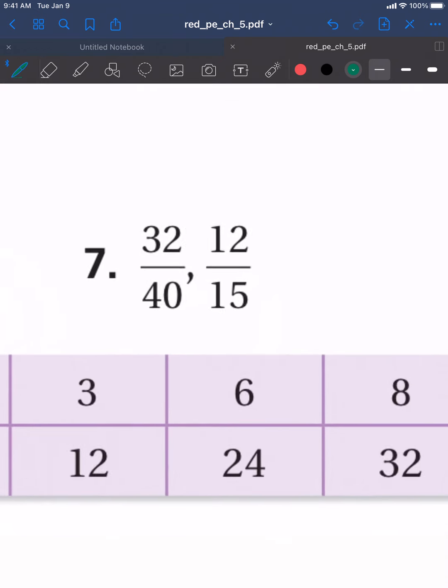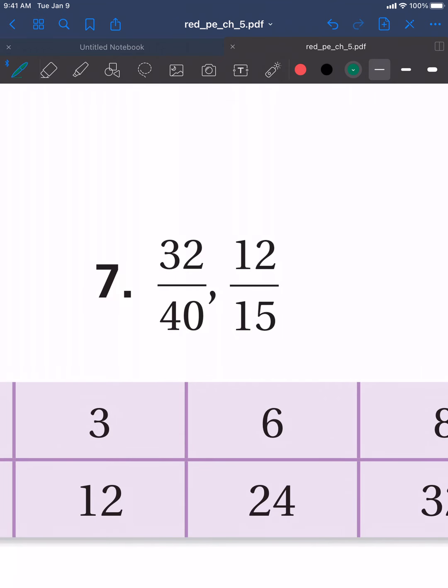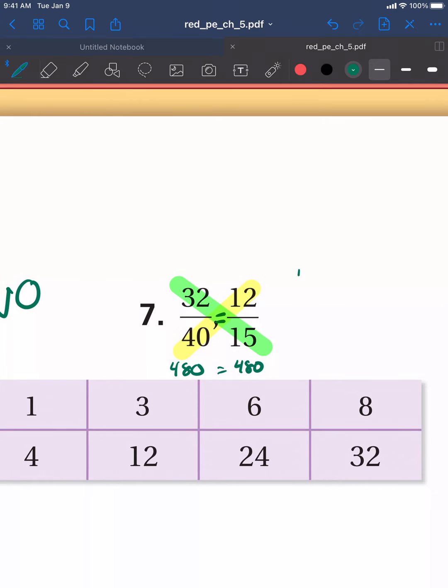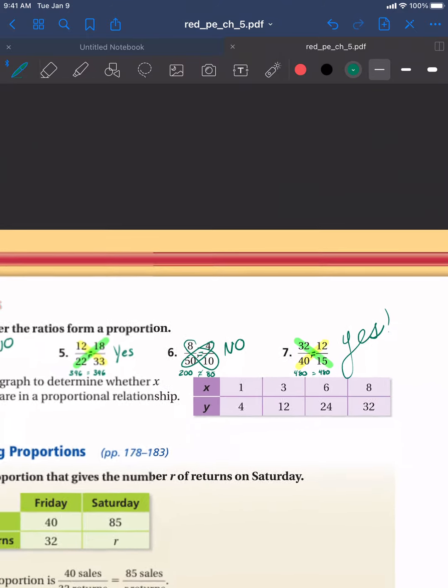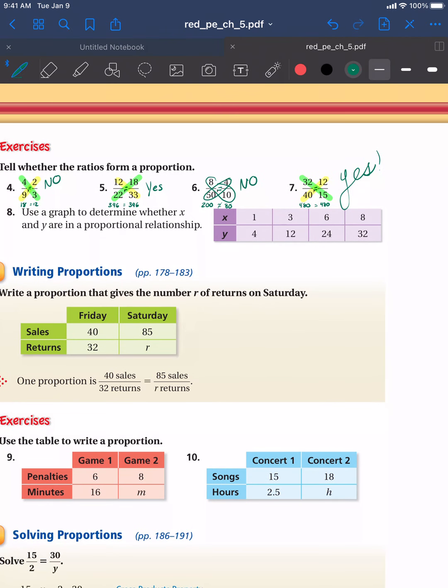Oh, we got another little sucker over here. Number 7. He almost was hiding from me. Cross multiplication. 40 times 12 is 480. 32 times 15 is 480. What do you guys think? Absolutely. Yes! What if I just did this one? I don't know. Oh, we did 32 over 5 earlier then.